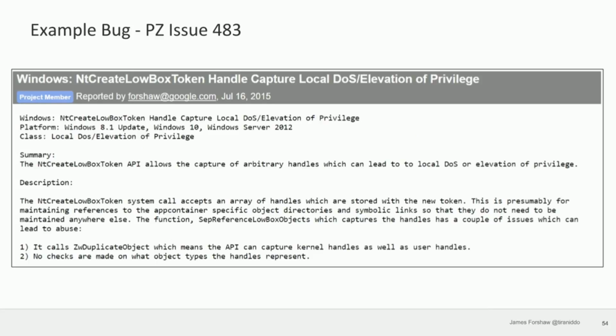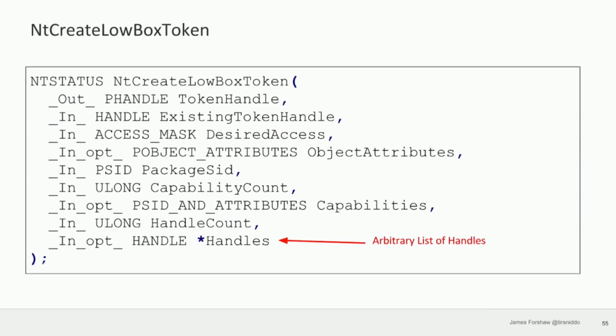This was a bug, and there's a blog post about it if you want to read up more. Basically, the NtCreateLowBoxToken function, which is used to create tokens for app container applications, took a list of handles. This is ostensibly for maintaining all your app container specific configuration, object directories, and things like that. But it never checked what handles you were passing. For example, you could pass it a thread handle, and it would take a reference to the thread handle, and the reference would be maintained as long as the token survived.